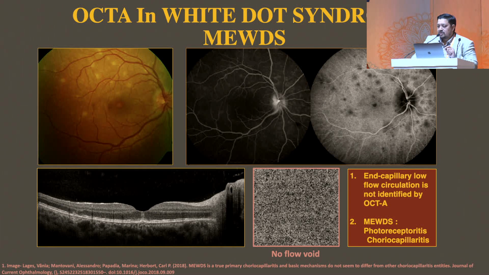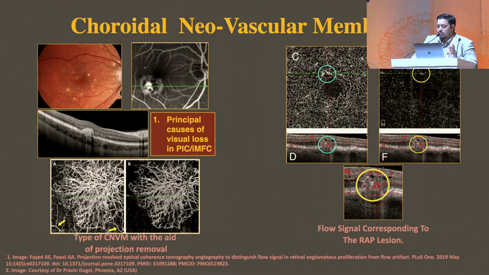OCT angiography cannot detect blood flow in smaller capillaries. So although there is a choriocapillaritis present in multiple evanescent white dot syndrome, there are no flow void areas on OCT angiography. So it helps you to differentiate between these white dot syndromes.